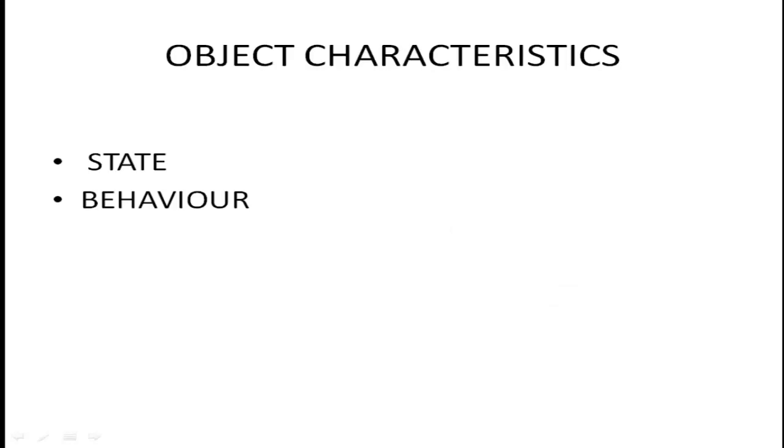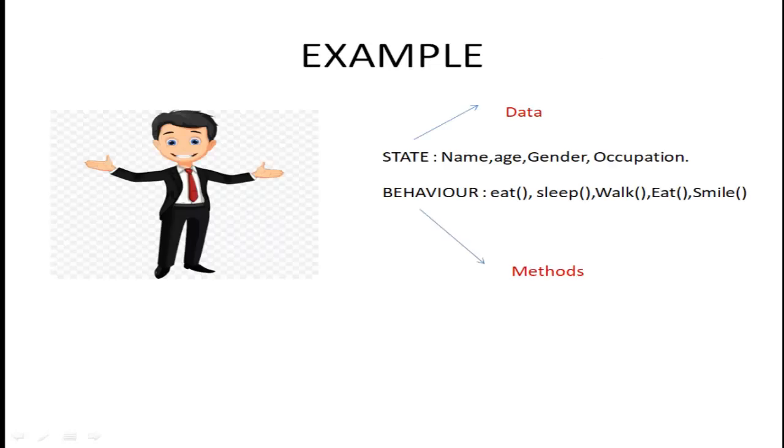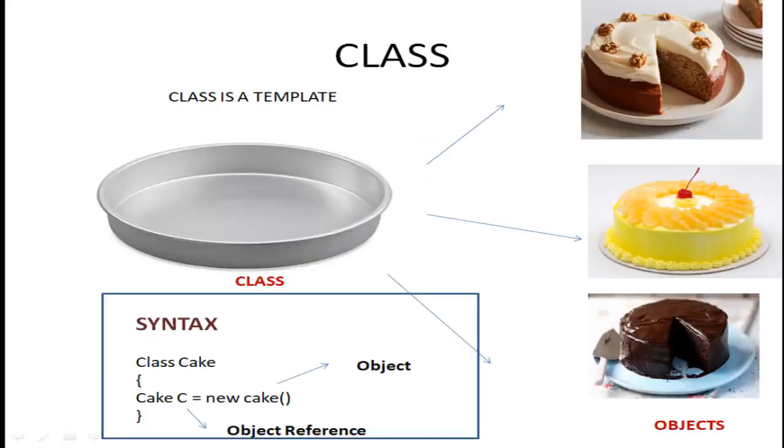Now we will see in detail about object. Object has two characteristics. One is state, the next one is behavior. Let us see an example, man. Man has state: name, age, gender, occupation. Behavior: eat, sleep, walk, run, smile. State is data and behavior is a method. State of an object is represented by variables and behavior of an object is represented by methods.